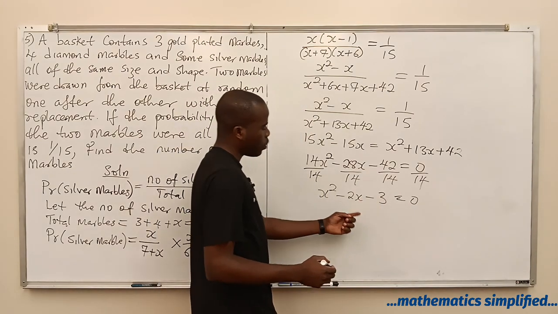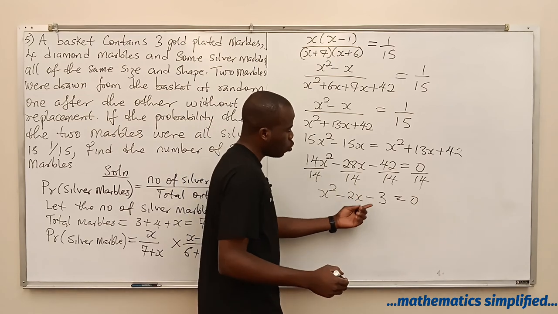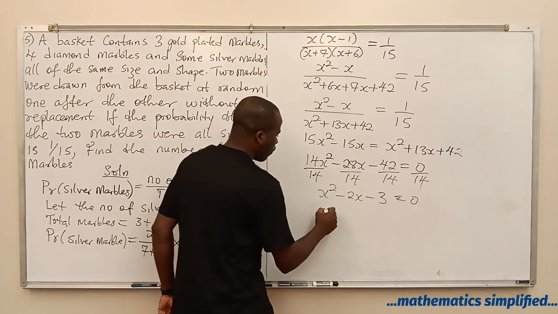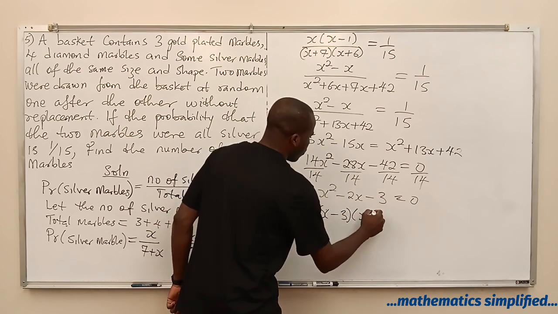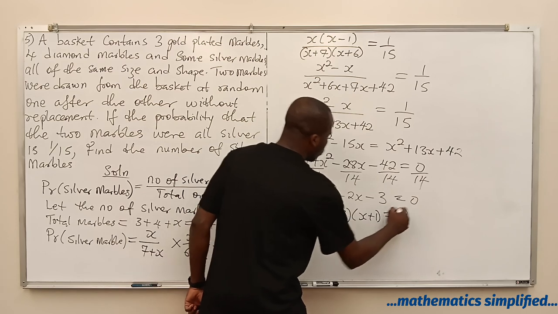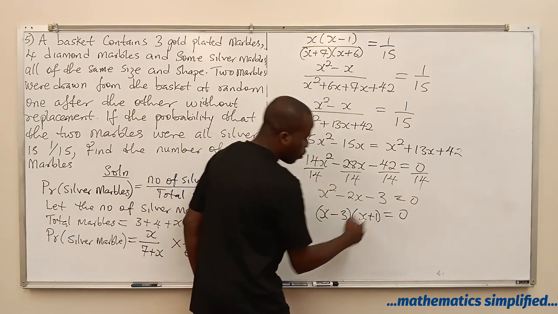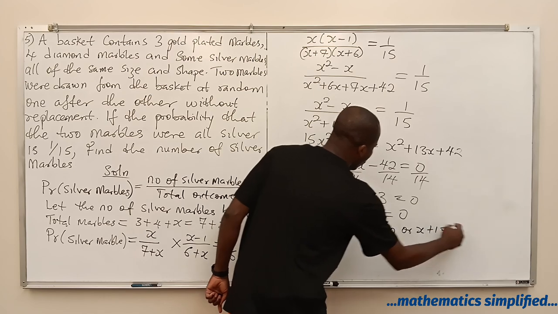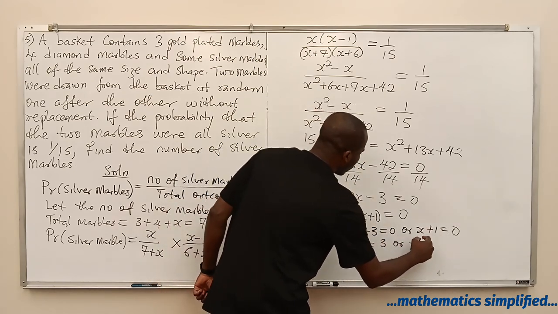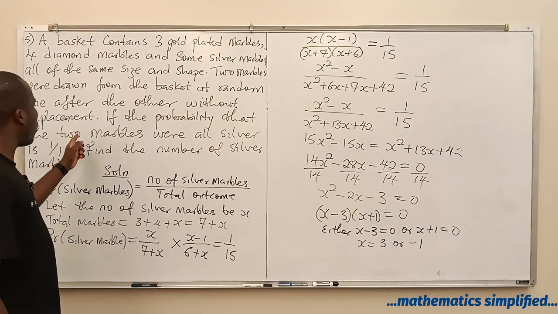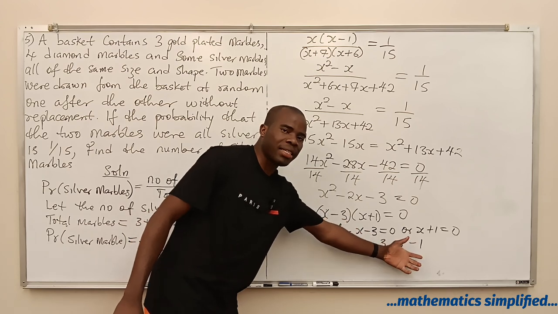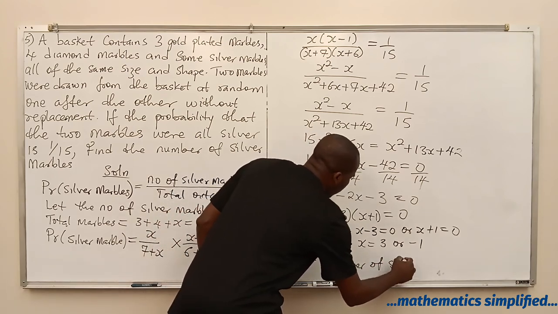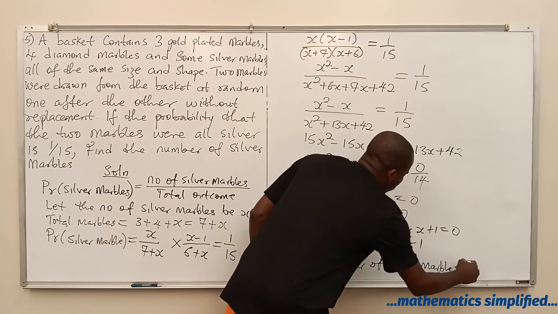Two numbers that we can multiply to get minus 3, and when we add it to get minus 2, will be 3, minus 3 and 1. So because the coefficient here is unity, we have x minus 3, x plus 1 equals 0. So if you equate them to 0, because either this or this equal to 0, so either x minus 3 equals 0 or x plus 1 equals 0, so that x will be 3 or minus 1. But mind you, we are looking for the number of silver marbles. We cannot have a negative number. Therefore, the number of silver marbles is 3.